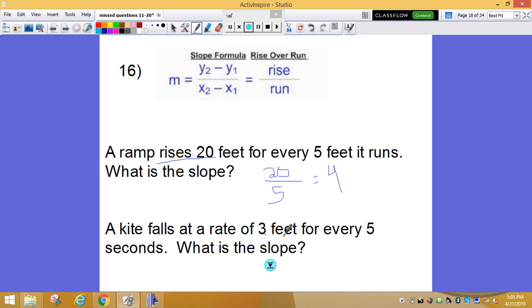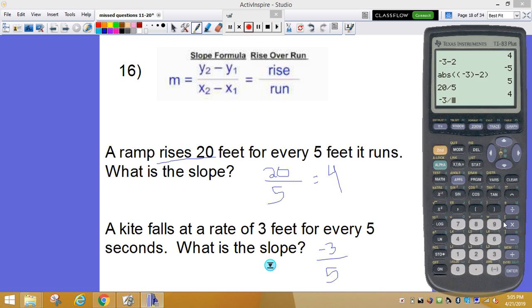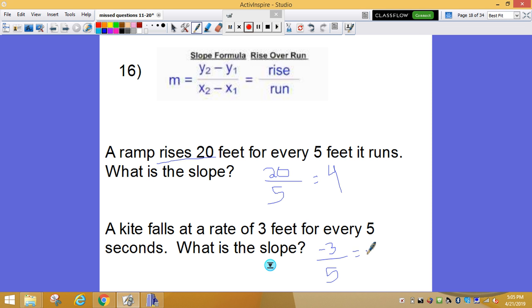This one, a kite falls at a rate. All right, so if it's falling, that means it's going to be -3. If it's falling, it's going down. That means it's going to be -3. And it runs every 5 seconds. So let's divide those. -3 divided by 5. We get a decimal, which we do not want. So to change it to a fraction, you hit math, enter, enter. So this is your slope, -3 fifths.